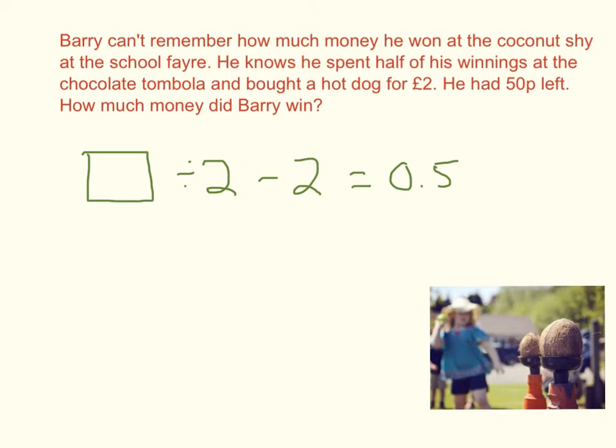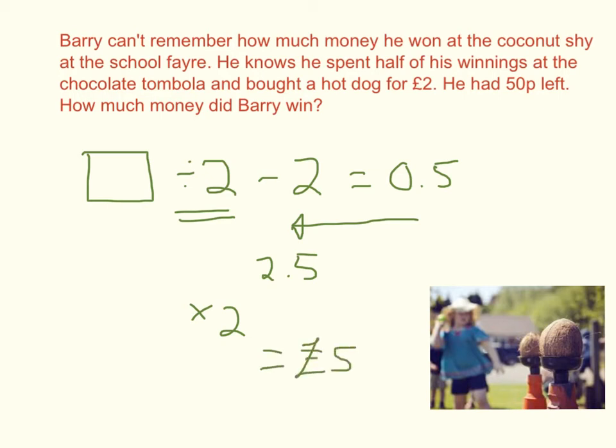Now, I've got to work backwards to do the inverse and think, well, how much money must he have had before he bought that hot dog for £2? So I've got to add the £2 back on to get to £2.50, and then work out, well, before that amount was divided by 2, how much must he have had? And of course, to do that, I would need to multiply by 2, meaning that he must have had £5. So, let's have a look. If it was £5, 5 divided by 2 is £2.50. Subtract £2 leaves 50p. So, £5 is spot on.